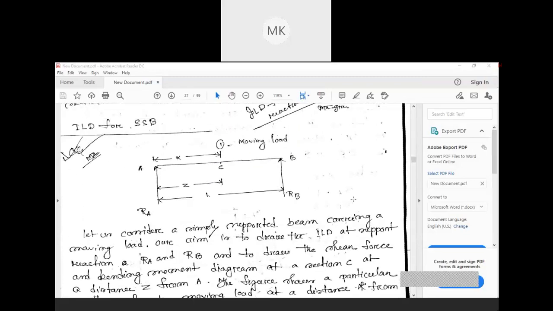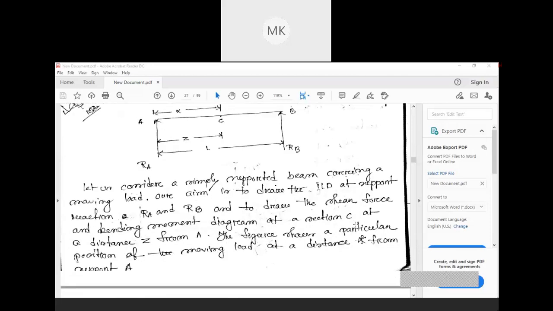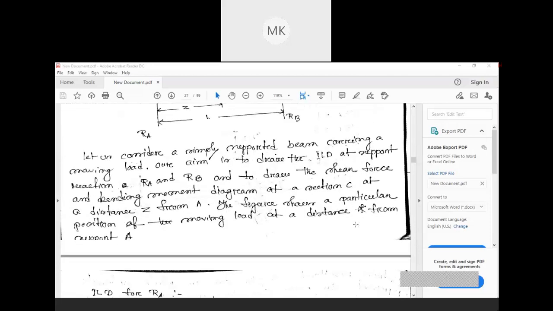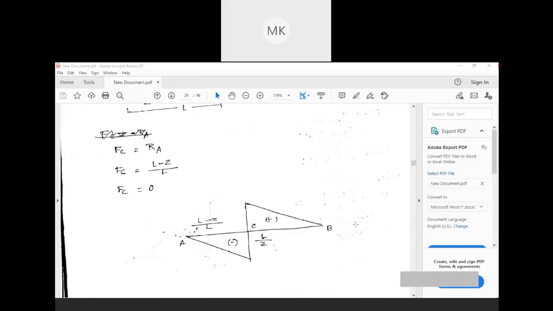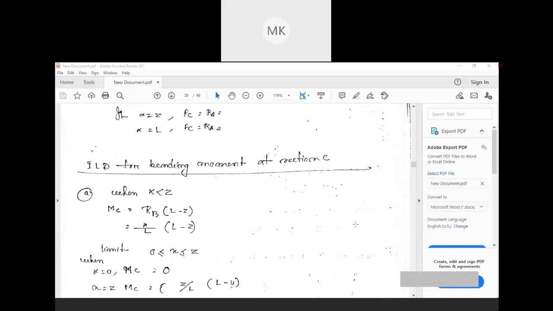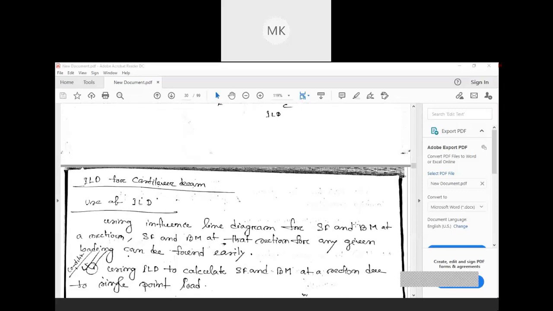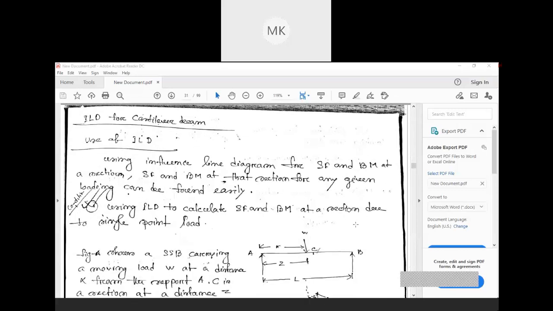Okay, we did this part, is it? ILD for SSB. So I think all of you have understood this, and hopefully you have tried it on your own also. After this, we are moving to the next part. That is ILD for SSB, we are going to do this ILD for cantilever beam.